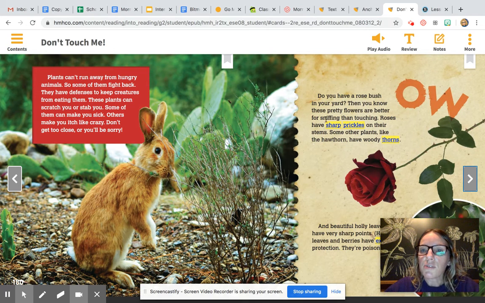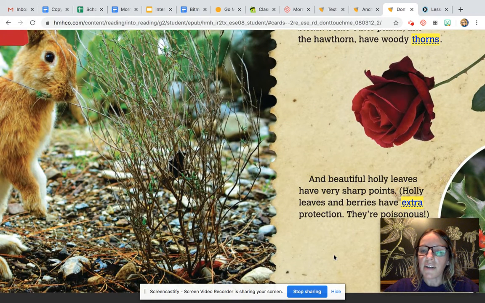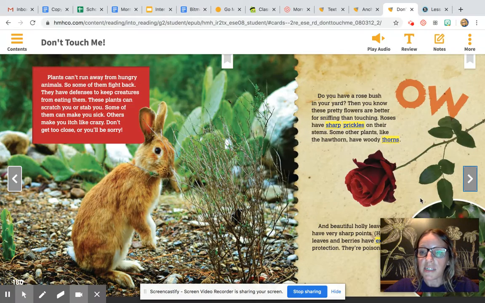Do you have a rose bush in your yard? Then you know these pretty flowers are better for sniffing than touching. Roses have sharp prickles on their stems. Some other plants, like the hawthorn, have woody thorns. And beautiful holly leaves have very sharp points. Holly leaves and berries have extra protection. They are poisonous.